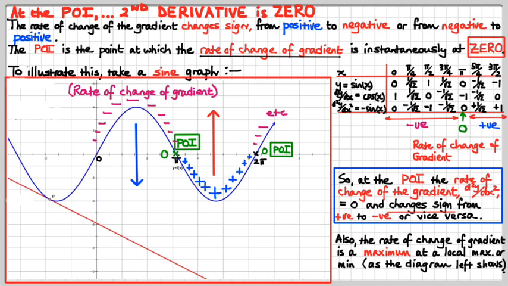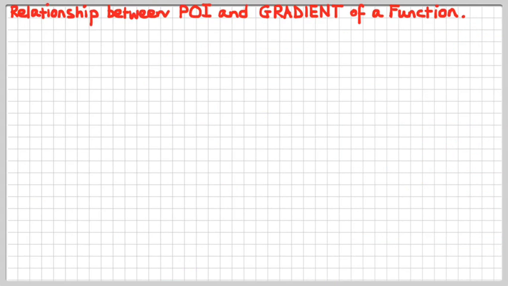And also the rate of change of the gradient is at a maximum at the local max or minimum, as the diagram at the left shows. See, the rate of change of the gradient is actually the most at this point here, where you have a local max or a local min, right? Okay, next screen. What do we got here?